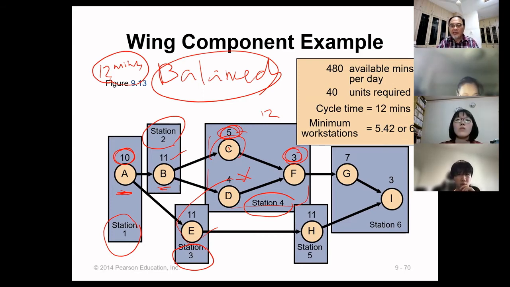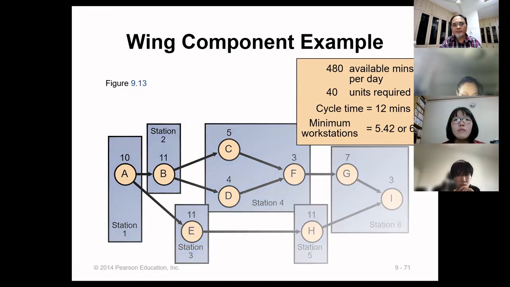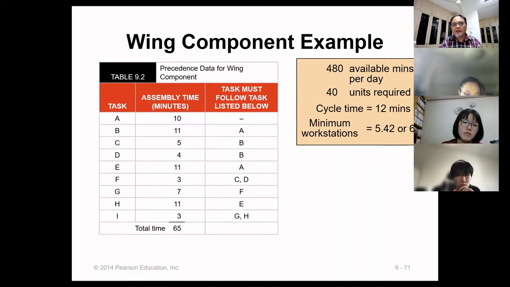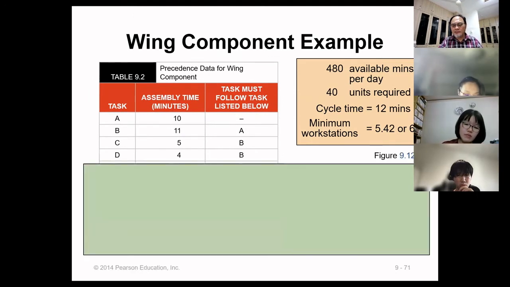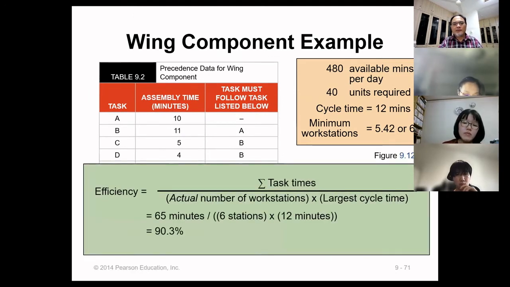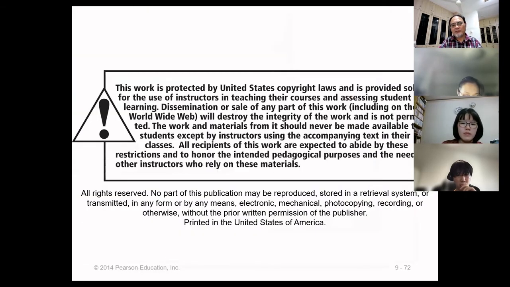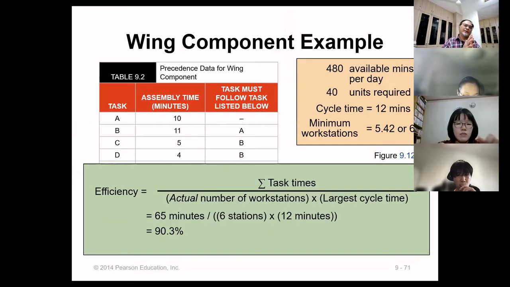So imagine I have 100 stations and one station has a very small task, smaller than this. And we can calculate the efficiency, which is given by this formula: task time divided by the actual workstation time, the largest cycle time. So it's 90.3% efficient, right? You cannot get 100% efficient. Okay, that's it. This is a very simple illustration.